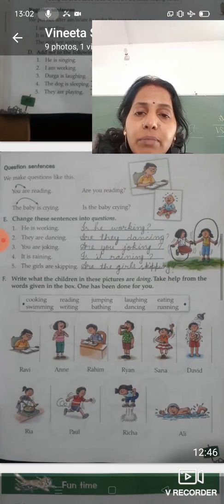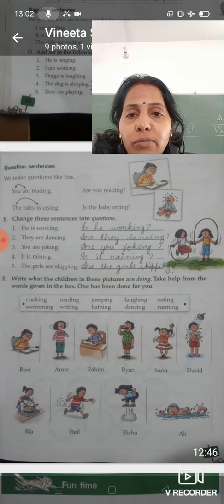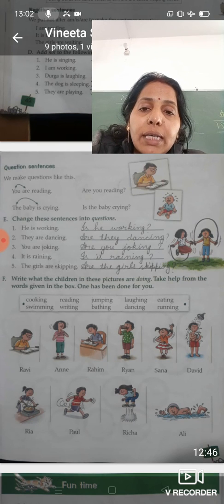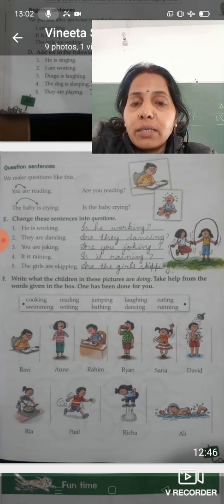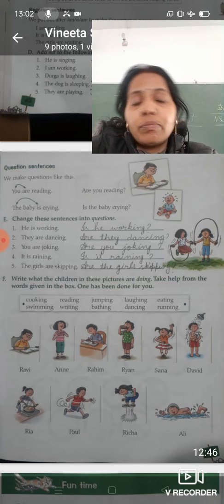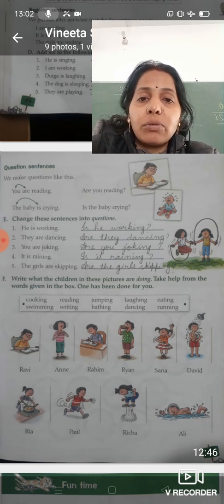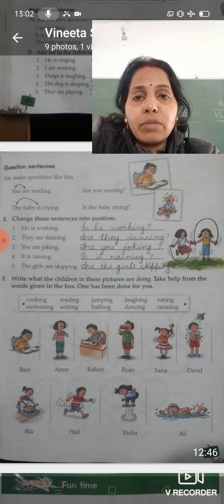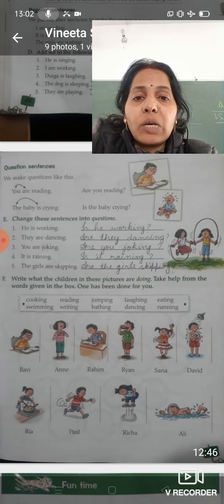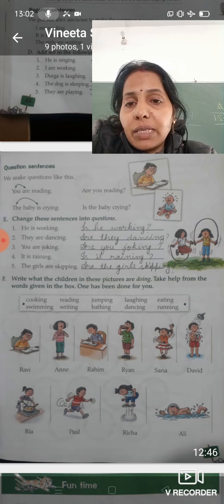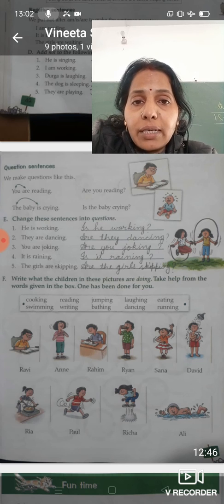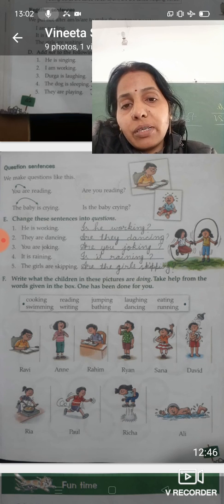Here you have to frame these words into question form. Two examples are already given. Children, you already know is, am, are are helping verbs, and while making a question sentence, you have to take this helping verb outside, then put the noun or pronoun, meaning the subject, after it. So see, children, you are reading: we have taken out "are" outside, so "are you reading", and you will end the sentence with a question mark.